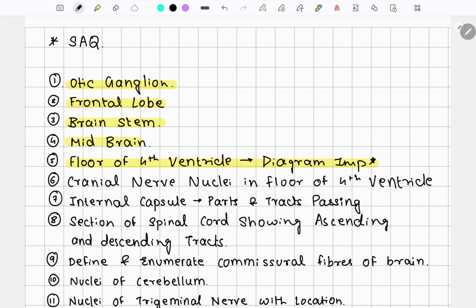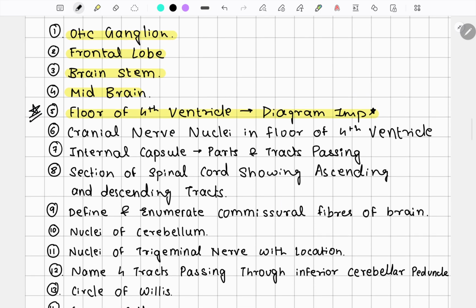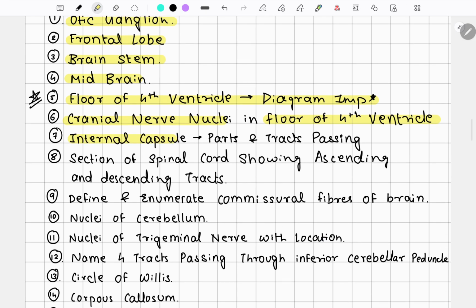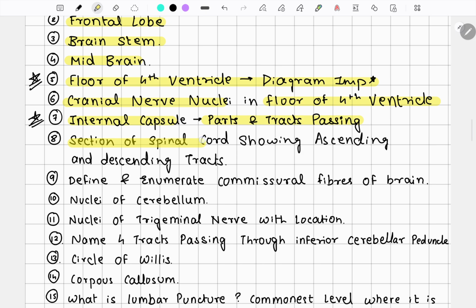Its diagram is also very important and it is the most frequently asked SAQ. Then cranial nerve nuclei in the fourth ventricle, internal capsule, parts and tracts passing through it. This is also a frequently asked SAQ. Section of spinal cord showing ascending and descending tracts. This is also an important SAQ.